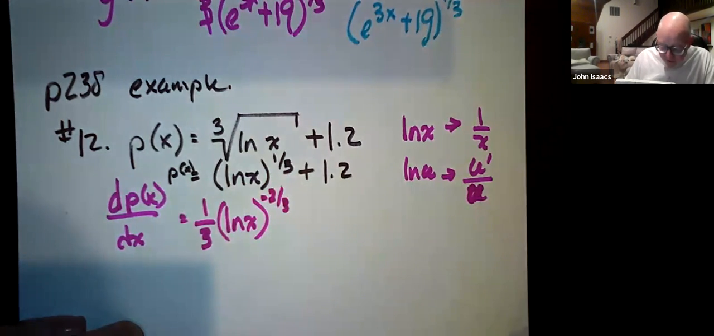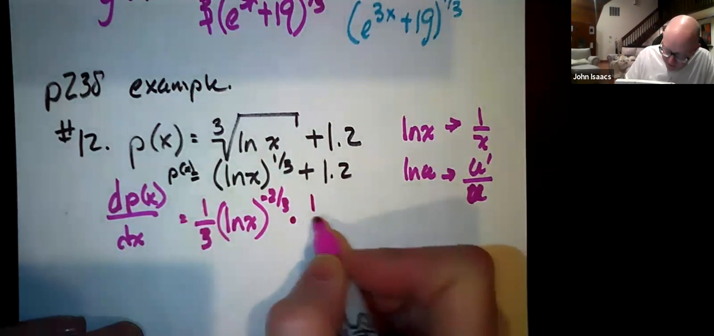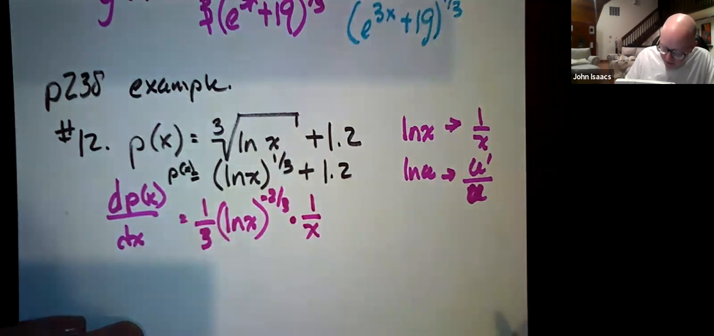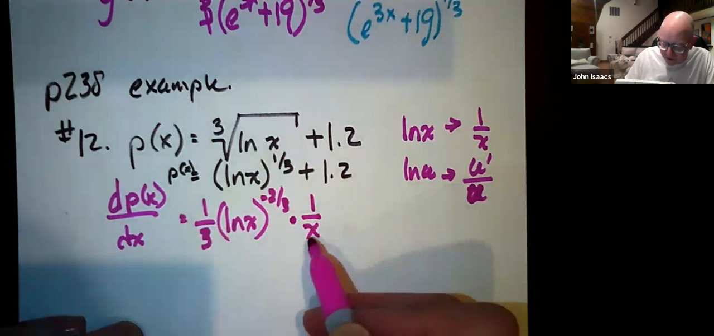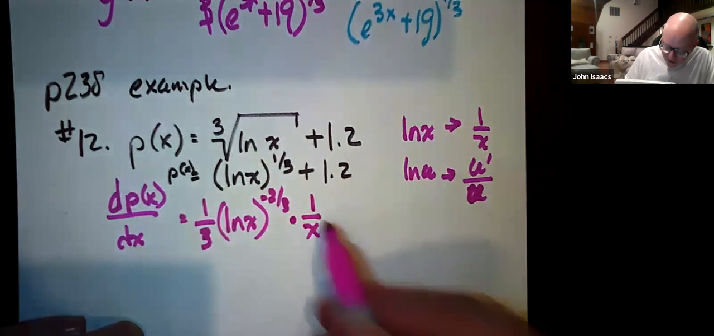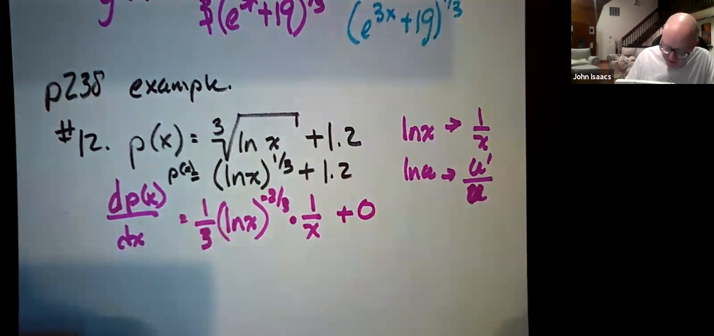And then we have to follow the chain rule. So we have to take the derivative of what's inside. That's going to be times 1 over x. Now, if x were a function, I'd then have to multiply it by the derivative of x, but the derivative of x is just 1, so we're set on that. And then plus the derivative of 1.2, which is 0.